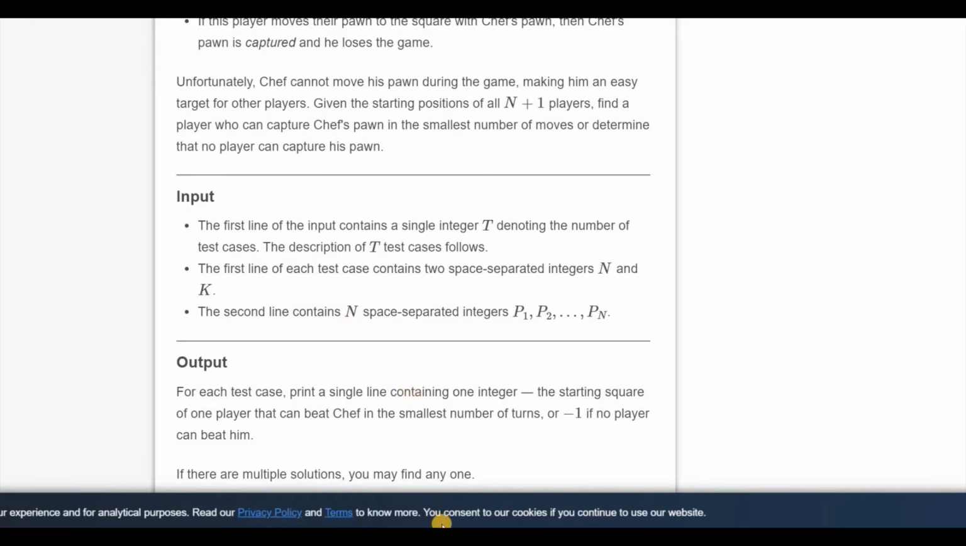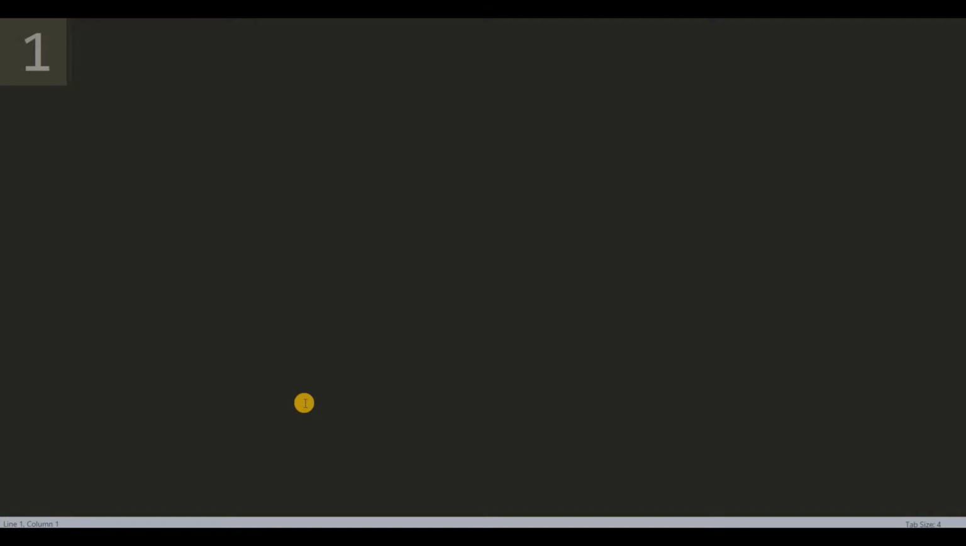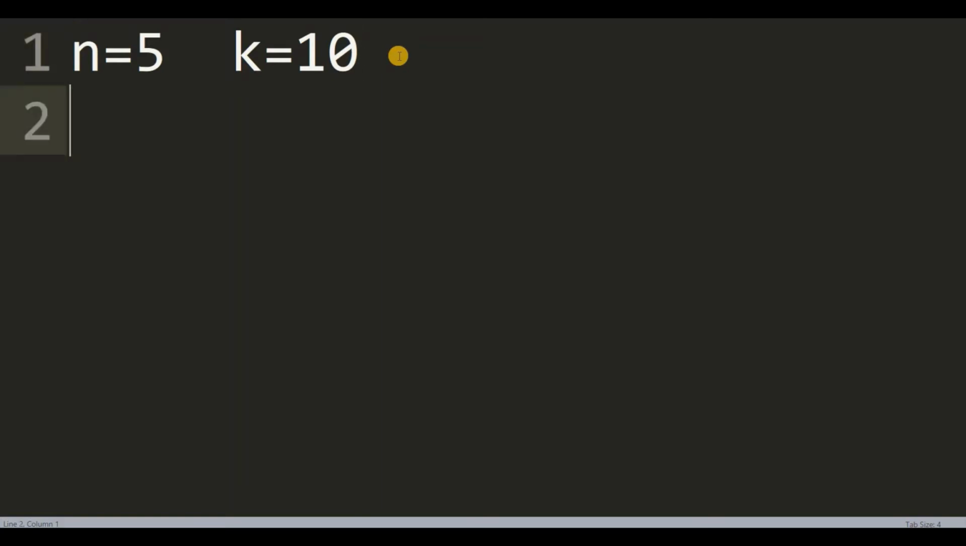So let us see the test cases. Let us consider n as 5 and chef's pawn is located at the 10th square. Here n equals 5 means the number of persons is 5, and the pawns of the persons are at 1, 2, 5, 4 and 8. Let us consider this case.